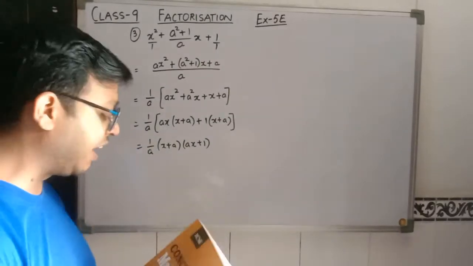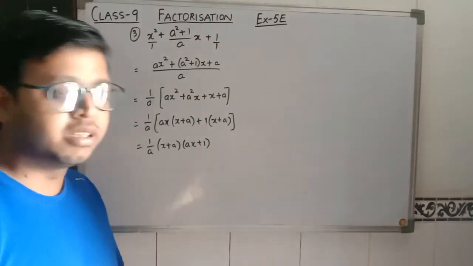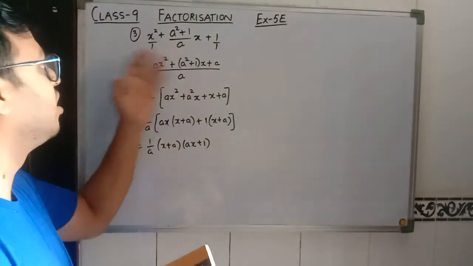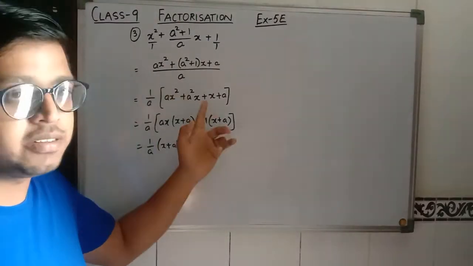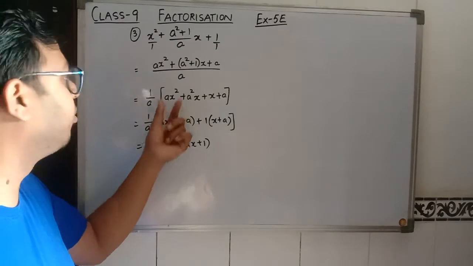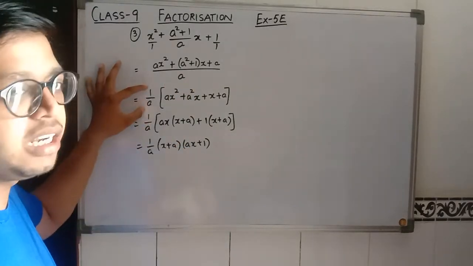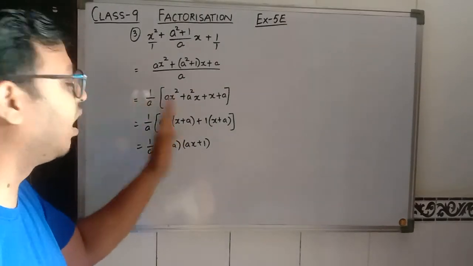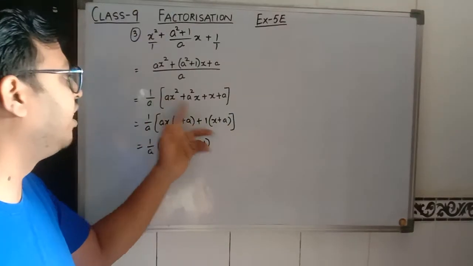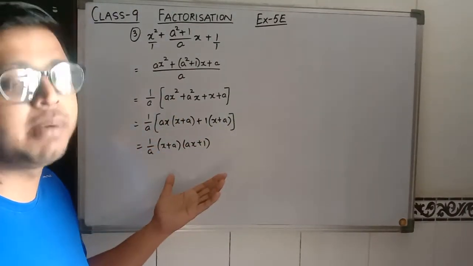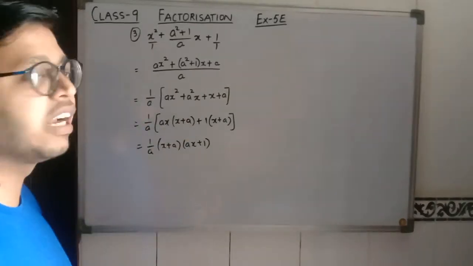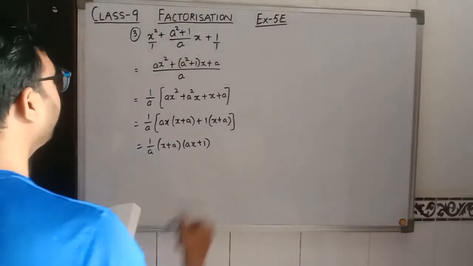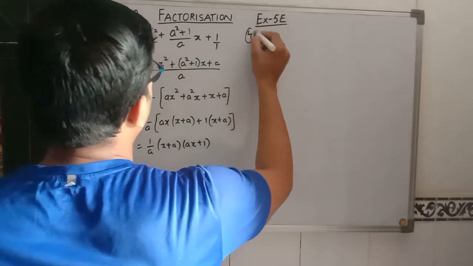So, in this step, as I told you, if any term is given in fraction, then it will be a better option for us to take the LCM, and after taking the LCM we take the denominator separately, 1 upon a separately, and the other terms in the brackets. In the other terms we apply the middle term splitting method or any other method which is applicable in that question, then we get the final answer. This is question number 3.